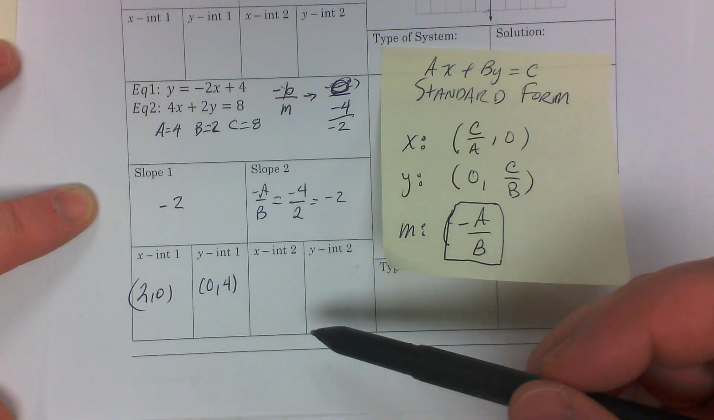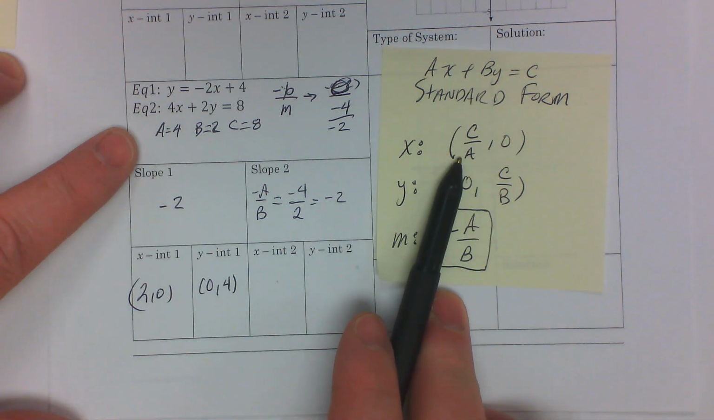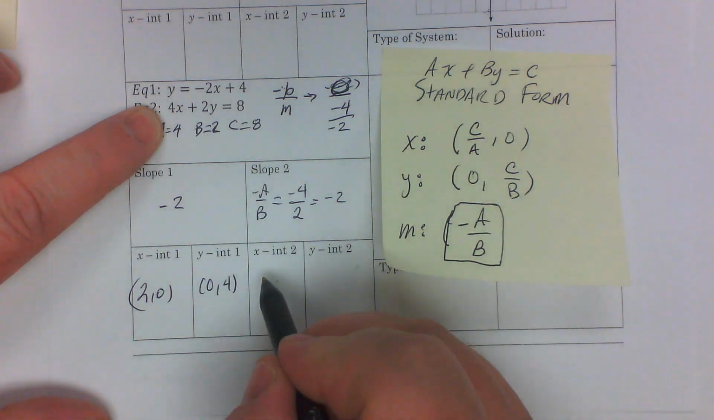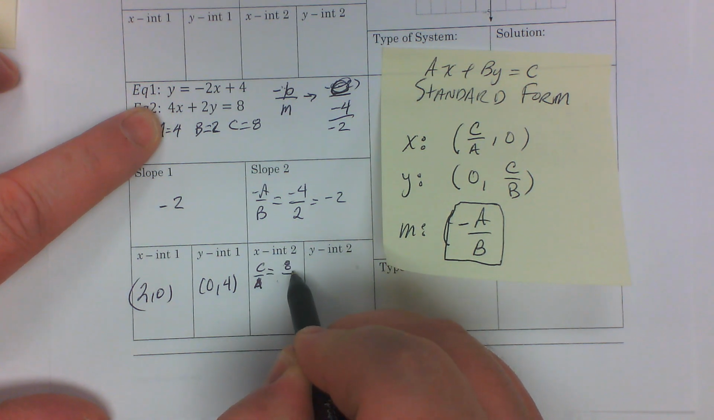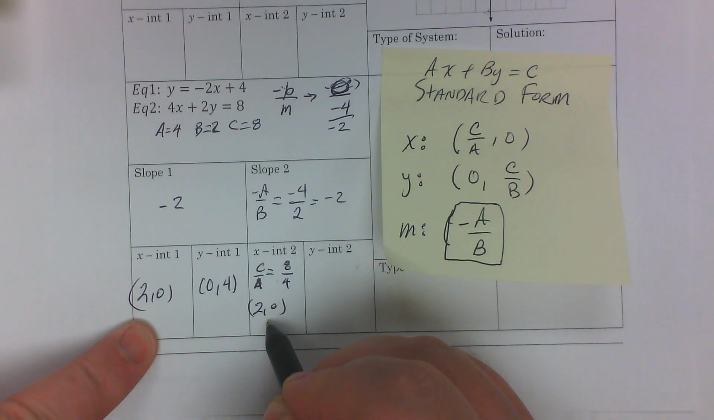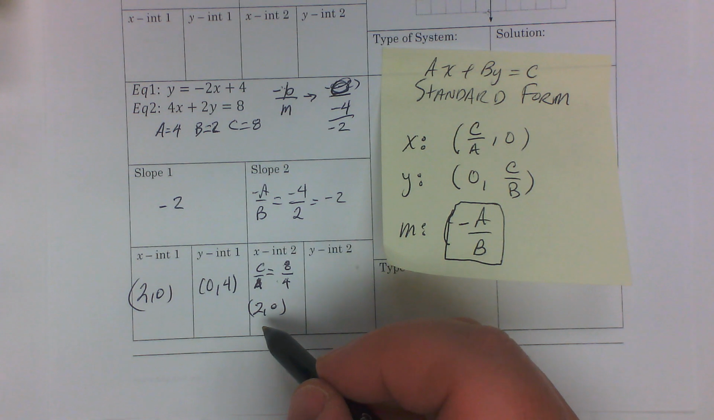Let's find out. Let's find our x-intercept. Now, x-intercepts and y-intercepts from standard form are super easy, right? So we have c over a. So that's going to be 8 over 4, which is 2. Oh, look at that. They're the same exact line. They have the same slope. They go through one point that's the same. They're going to go through all the points that are the same.